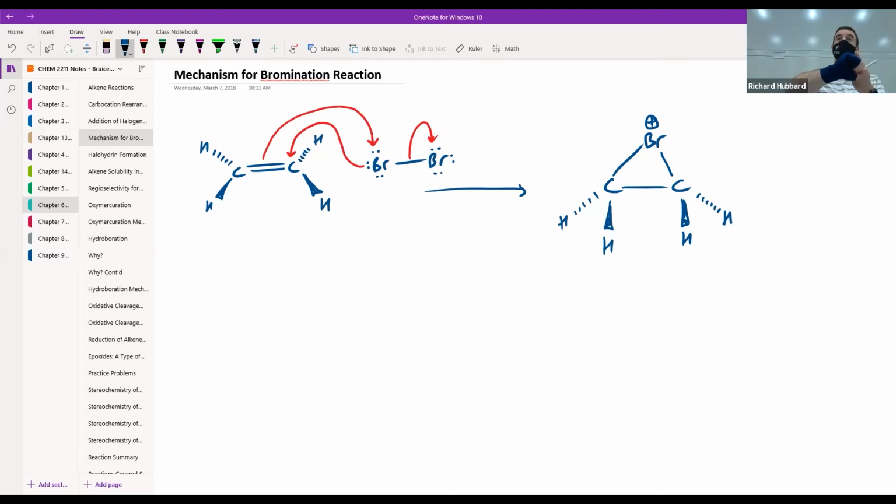We've got a 3-membered ring. Nobody likes that. It's going to react almost immediately. Now, what is the electrophilic part of this intermediate? It's going to be the carbons holding the bromine, right? Because it's pulling that electron density.